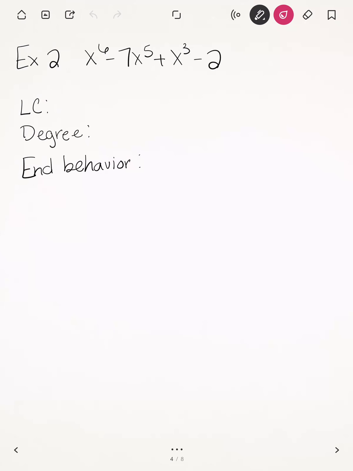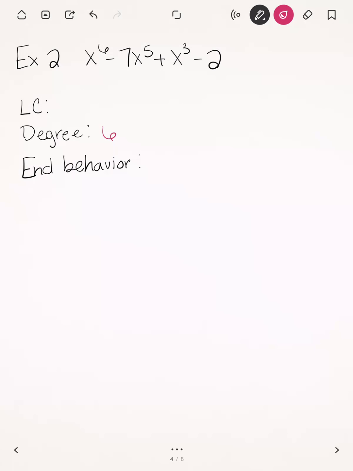Okay, let's look at the next one. I have example 2. Again, I want to know the leading coefficient, LC, my degree, and my end behavior. So I have x to the 6th minus 7x to the 5th plus x cubed minus 2. So leading coefficient is the number or coefficient in front of the variable with the highest exponent. So my highest exponent is a 6, meaning my degree is a 6.